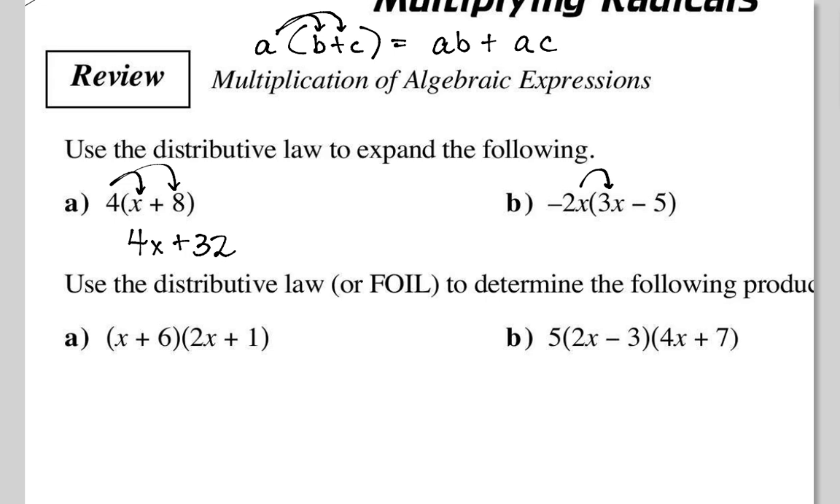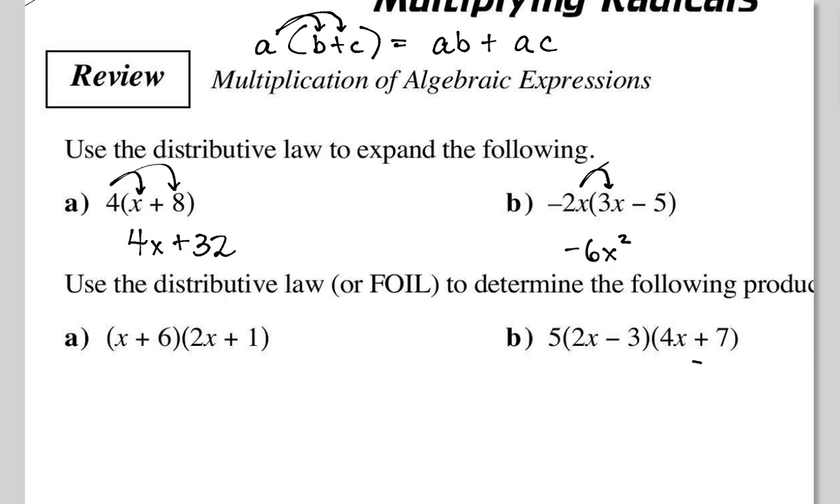And when I draw these arrows, I like to write down the result as I draw the arrows because it sort of keeps me organized. So negative, and I like to also read it in my head. So negative 2x times positive 3x. Oh, a negative and a positive make a negative. And x times x is, of course, x squared. Good. I was waiting for someone.